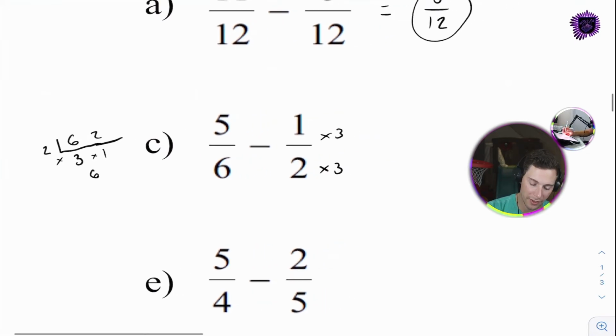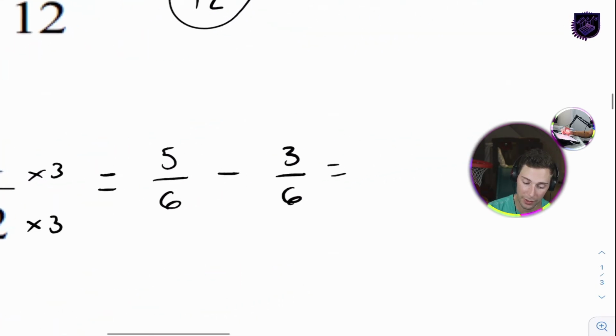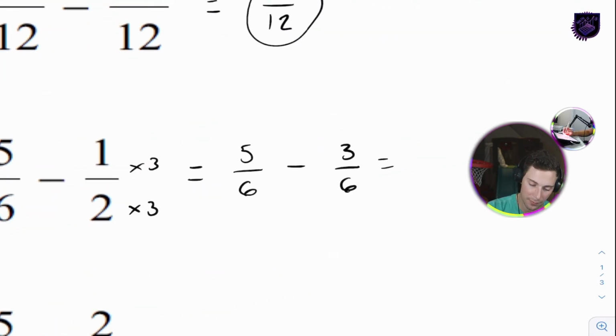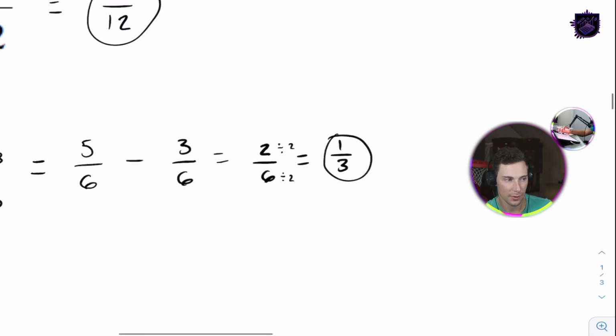So let's write our equivalent fraction statement. The 5/6 will remain the same, but we're going to subtract 3/6 instead of 1/2. They're equivalent, and that will leave us with 2/6. And 2/6 can be simplified by dividing the top and the bottom by 2 to 1/3. So 2/6 or 1/3 is an acceptable answer. Totally fine with that.